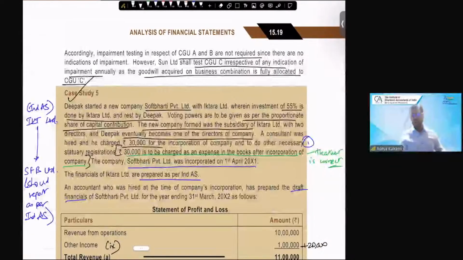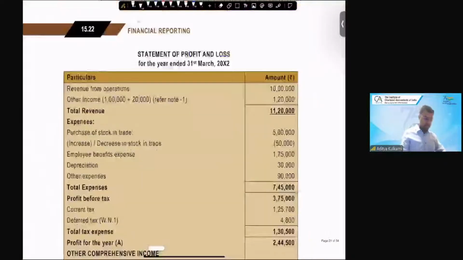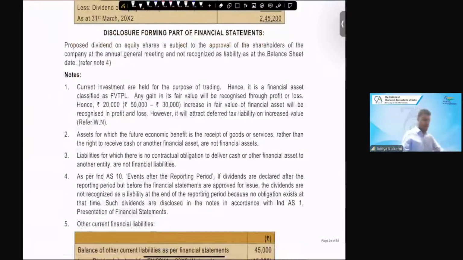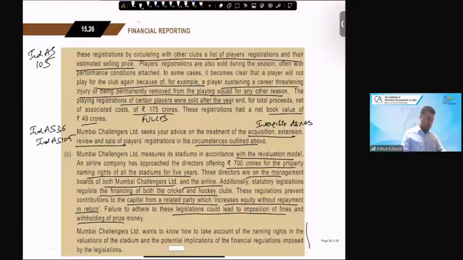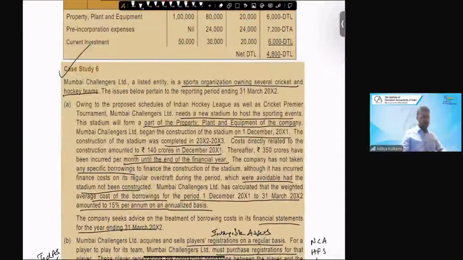So that takes care of case study 4. Case study 5, I will park it for tomorrow. This is a very detailed question that deals with preparation and presentation of financial statements in the format. So this I will push it for tomorrow. Next, we now come on to two other questions, case study 6 and 7. Then we'll do some of the test your knowledge questions.